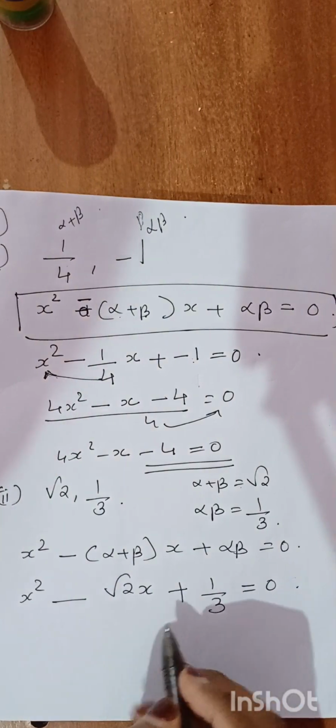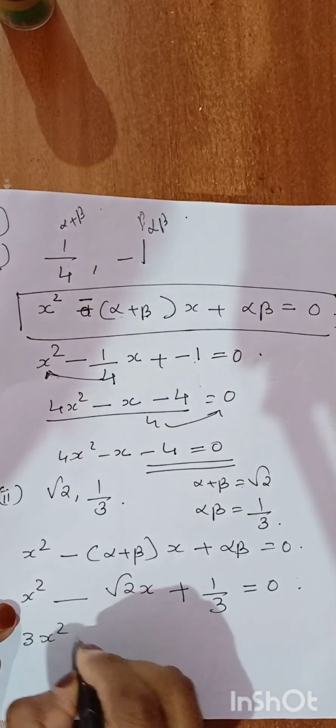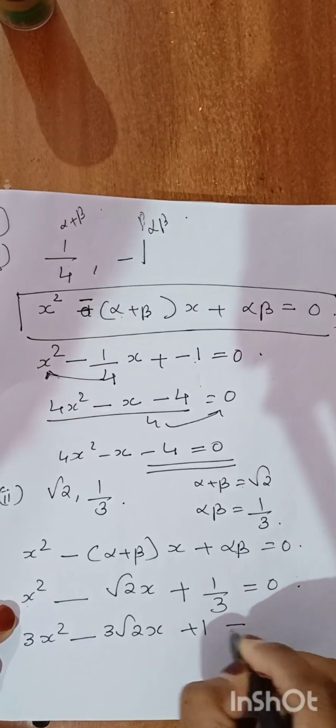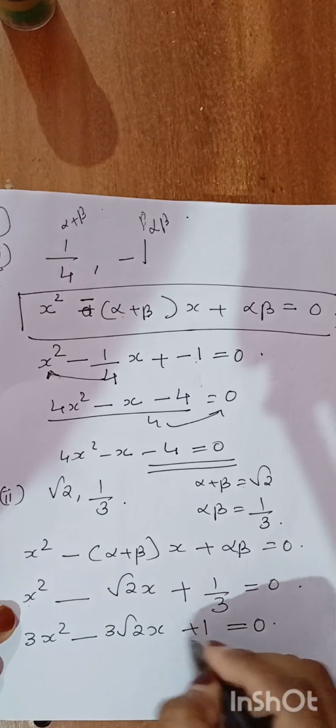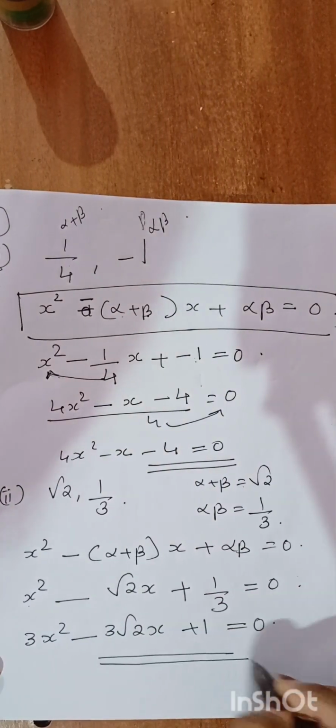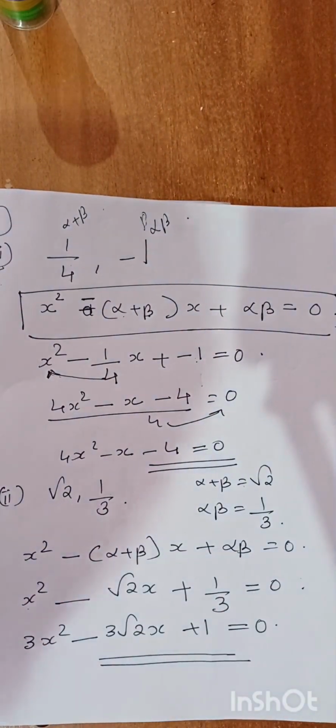Then simplify this one. Take this 3, you have to multiply it, giving 3x square minus 3 root 2 x plus 1 is equal to 0, whole by 3 will be there. After multiplying that with 0, it will become 0. So this one is the quadratic polynomial with the sum root 2 and the product 1 by 3.